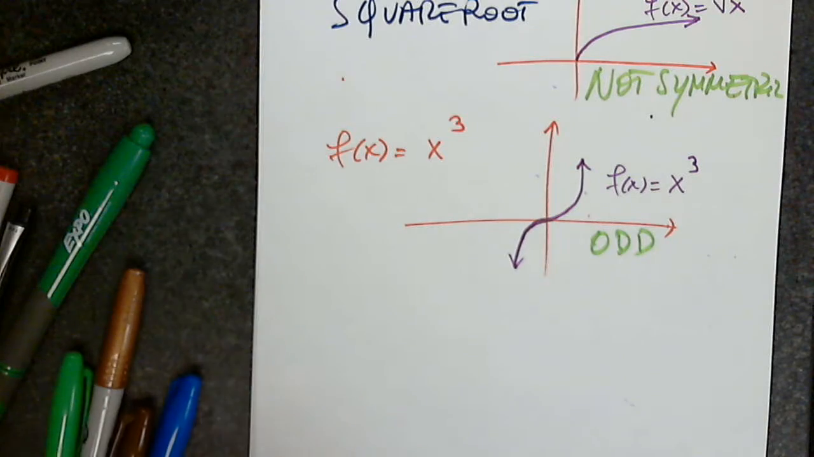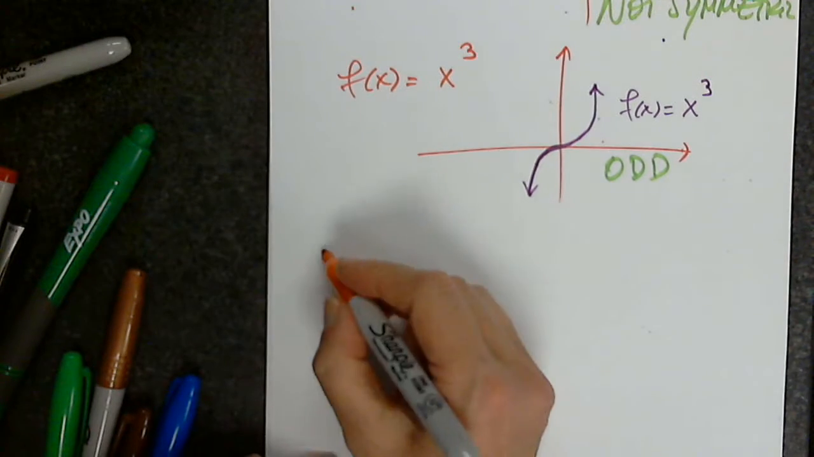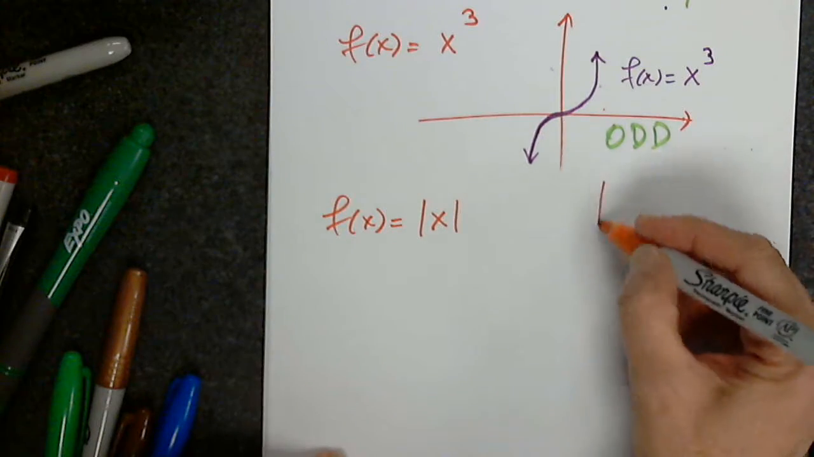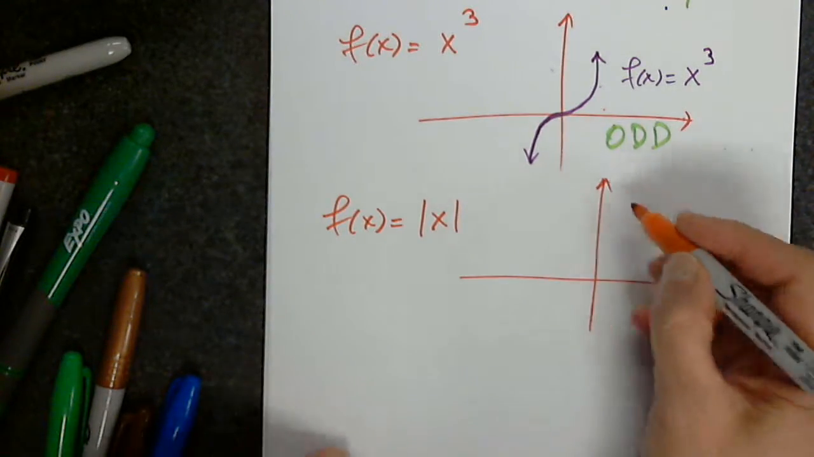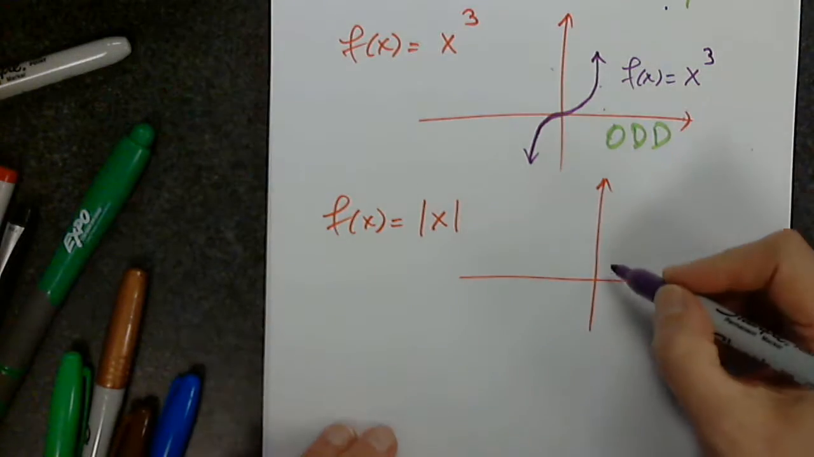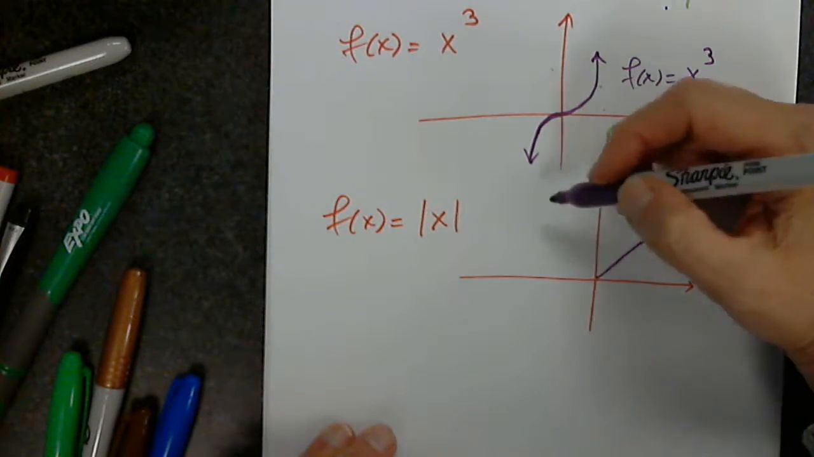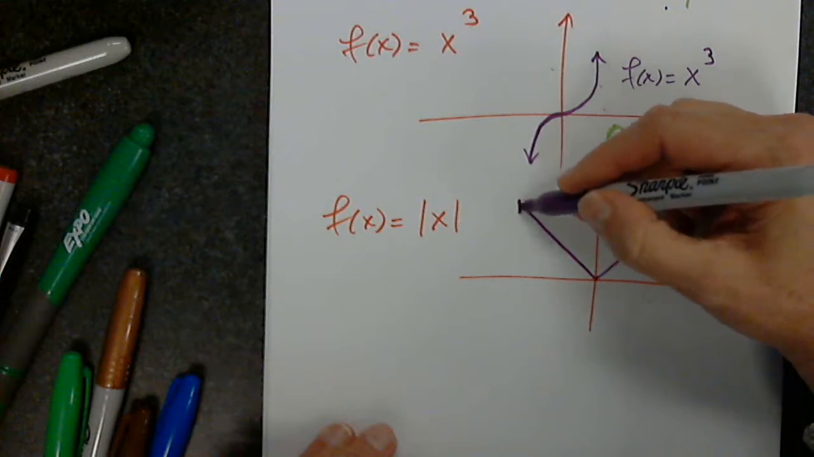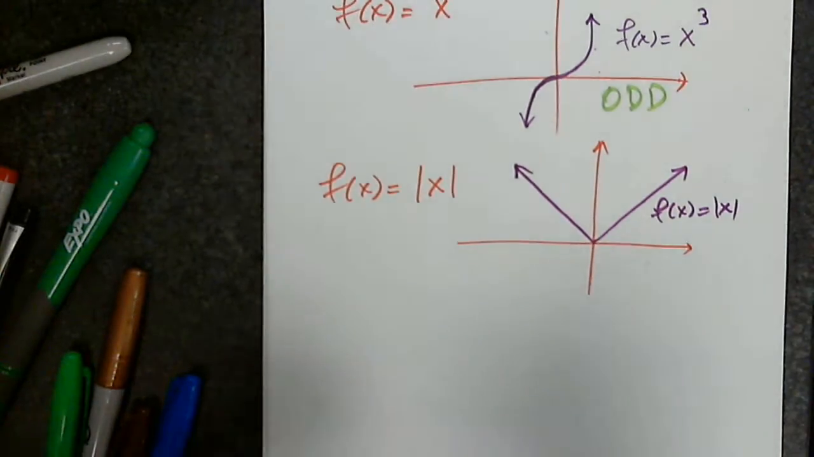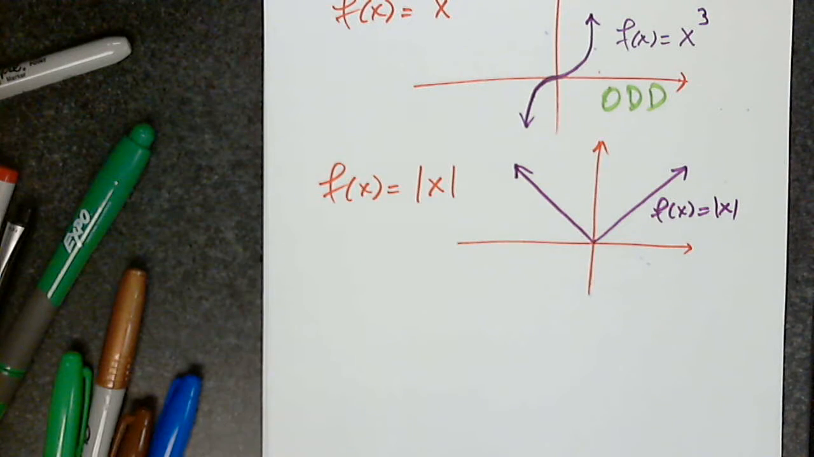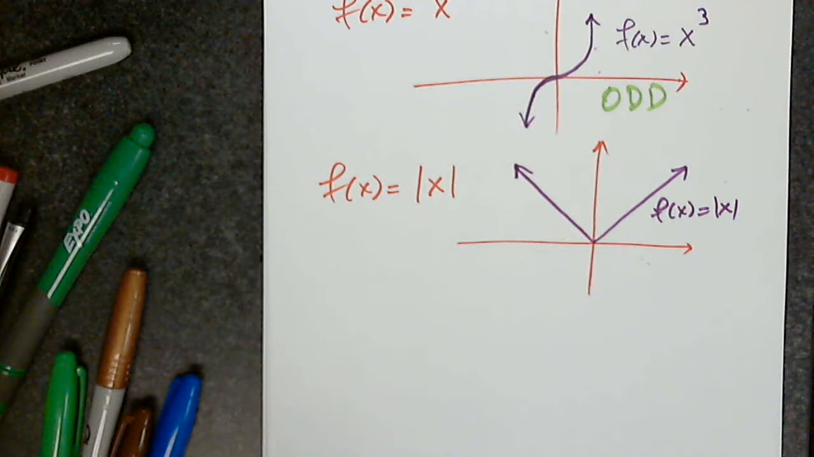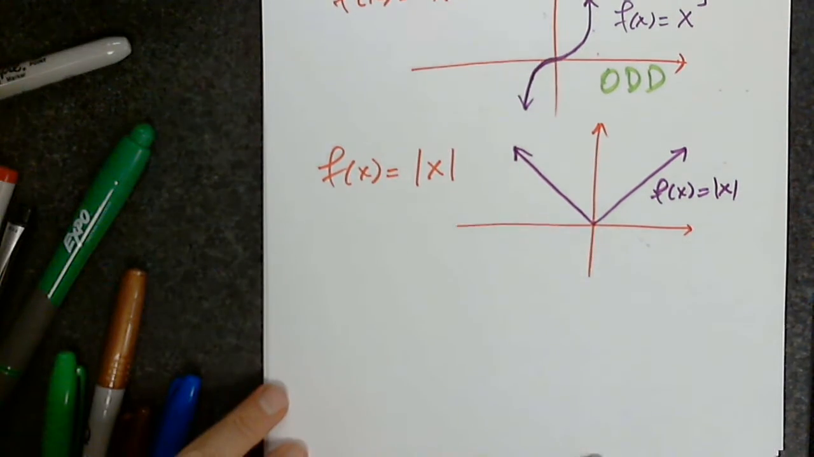Good. Next one, absolute value. Here's the graph of the absolute value. When we say absolute value, this picture has to come to your mind immediately. So this is f of x equals the absolute value of x. It's a V function. Odd, even, or none of the above? Even.